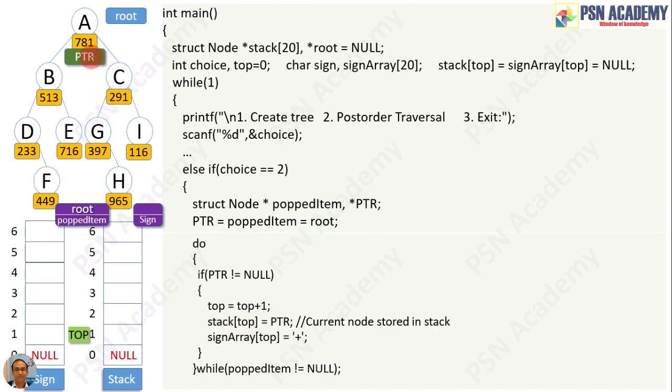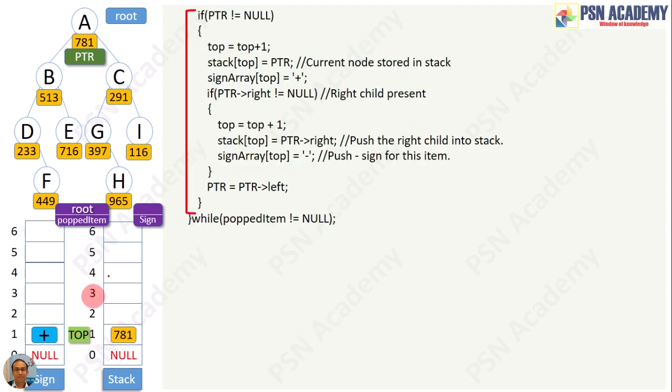That means PTR is standing at 781. So 781 will be stored here. And the next line says that sign array top equal to plus. That means a plus sign is inserted here. So 781 is associated with a plus sign. This is the whole if block.